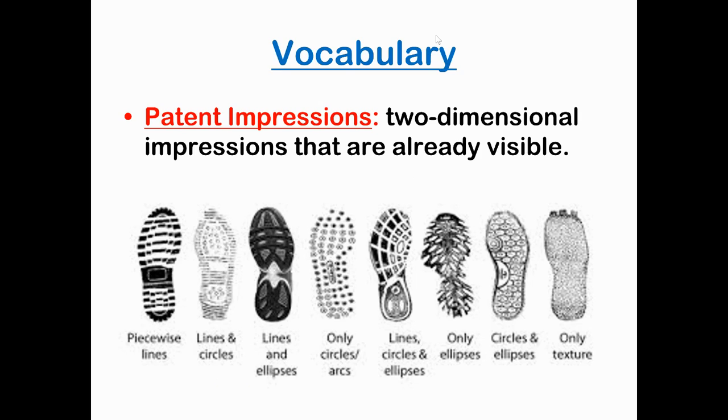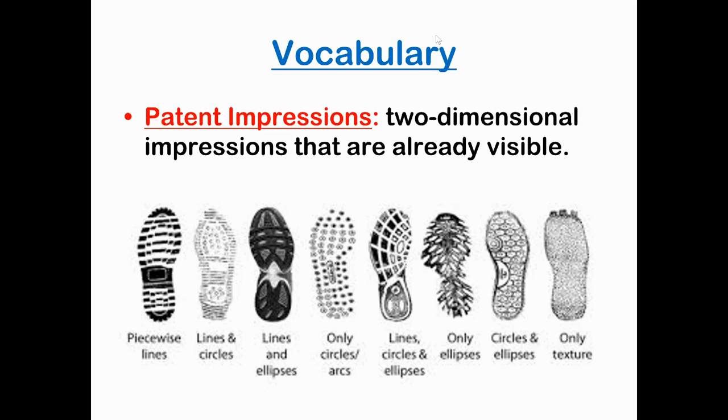Patent impressions are two-dimensional impressions that are already visible. So you can think of this as if you stepped in grease and you tracked it around the garage floor, or maybe you're tracking water outside on the concrete. Wouldn't last long, but it would be a patent impression.